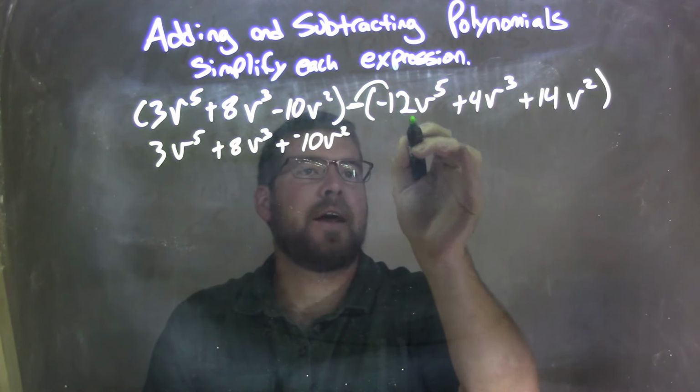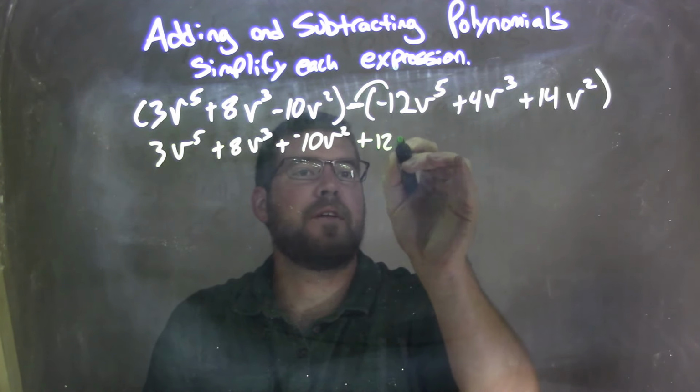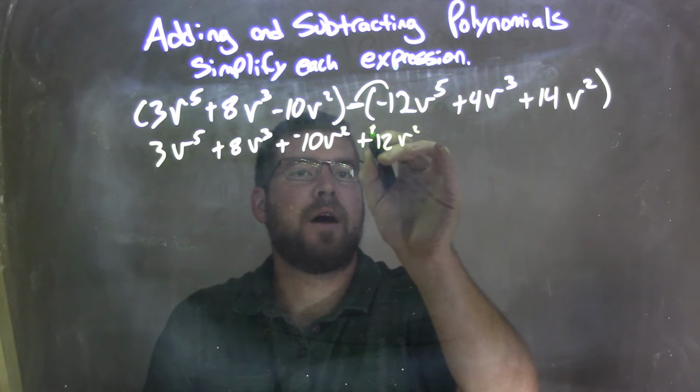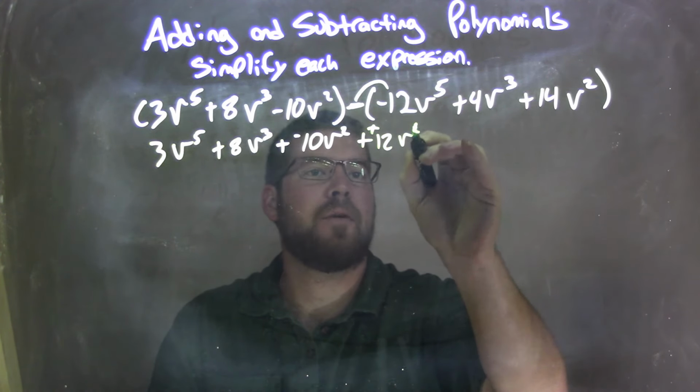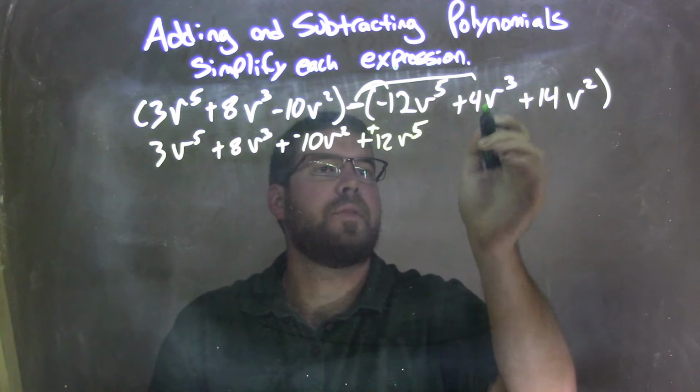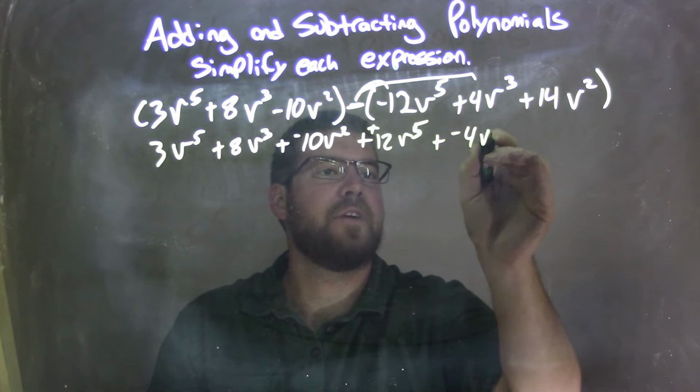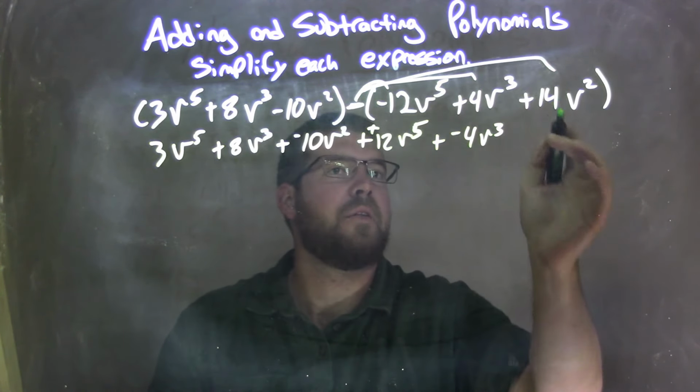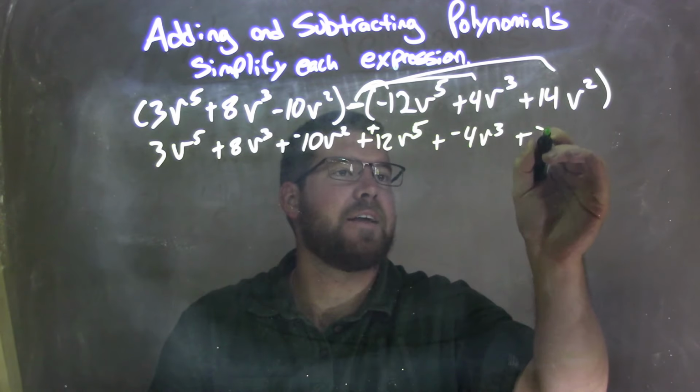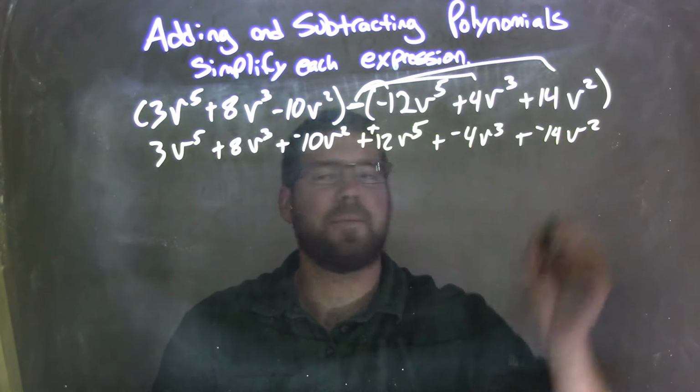So negative times a negative 12v to the fifth is a positive 12v to the fifth. All right, positive 12v to the fifth power, not second power, fifth power. Distribute that here. We have adding a negative 4v to the third. And then the last one, adding a negative 14v squared.